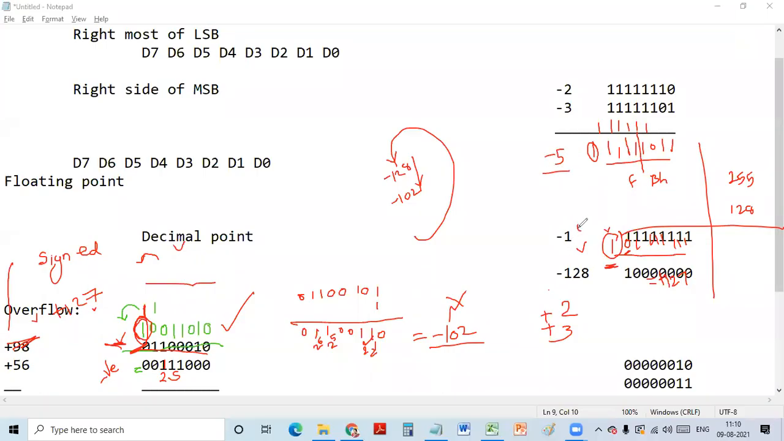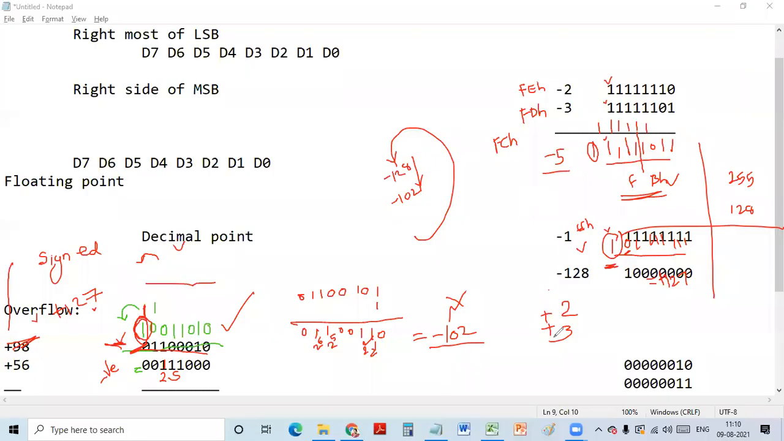See, minus 1 is FFH. Minus 2 is FEH. Minus 3 is FDH. Minus 4 is FCH and minus 5 is FBH. Okay. Right. So here we are adding two negative numbers. This is negative and this is negative and my result is also negative and it is minus 5. We can represent it within n bits. So the result is correct.